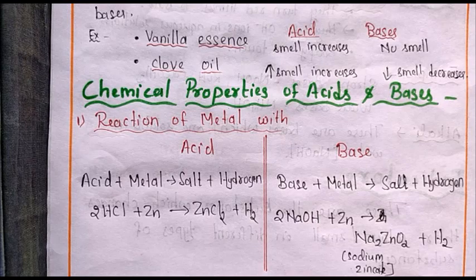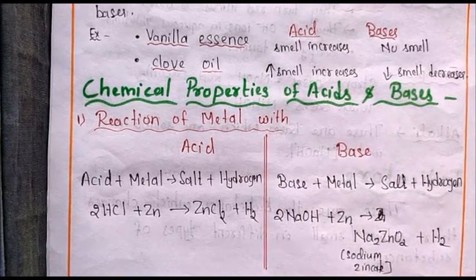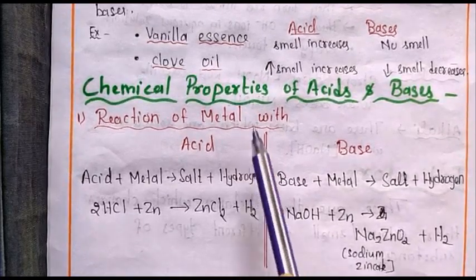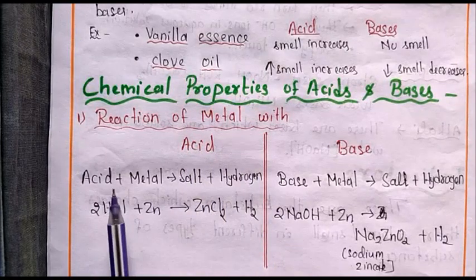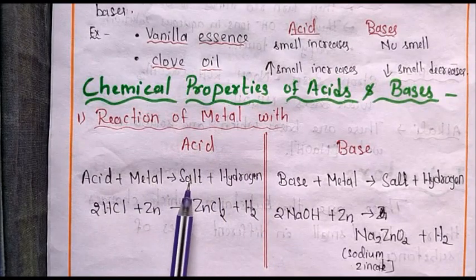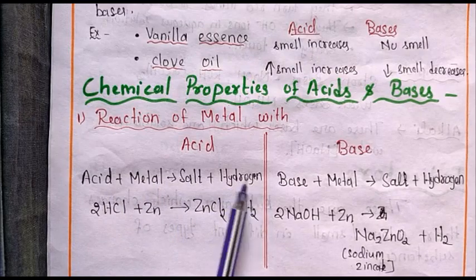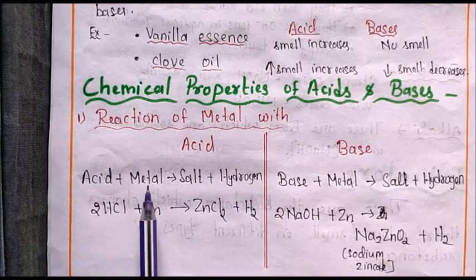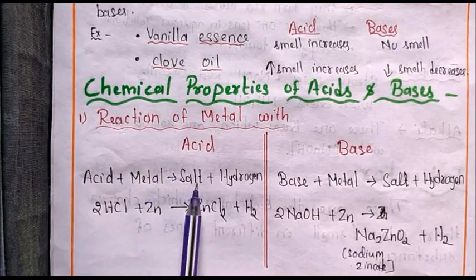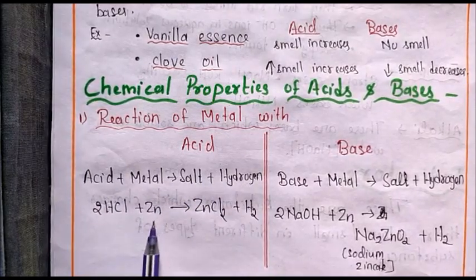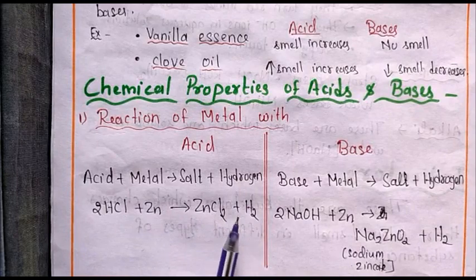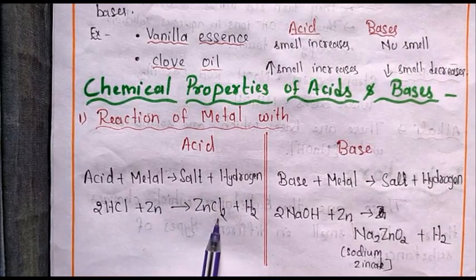Now we will read chemical properties of acid and base. What happens when it reacts with metal? When acid reacts with metal, what do we get? Acid plus metal equals salt plus hydrogen. HCl plus zinc is zinc chloride and hydrogen. Zinc chloride is your salt.